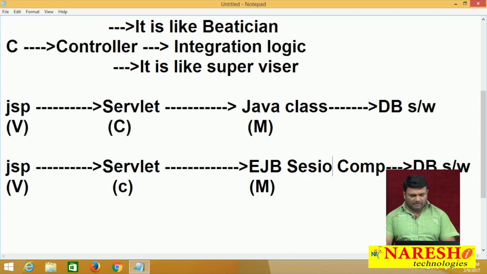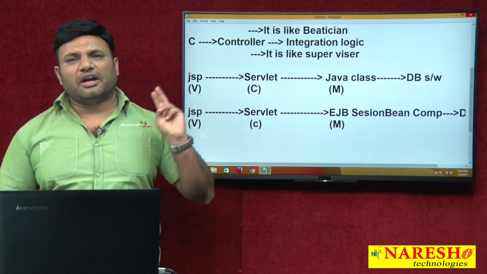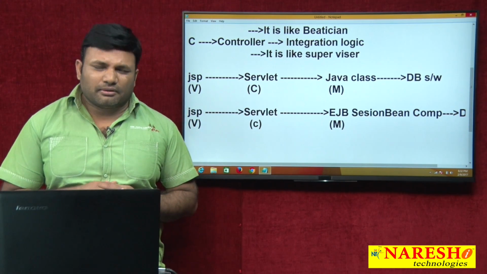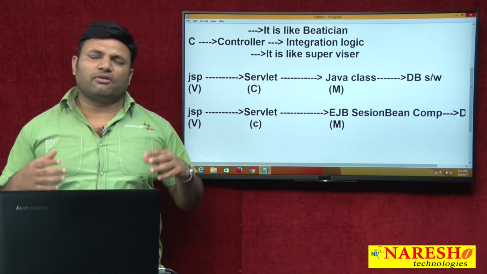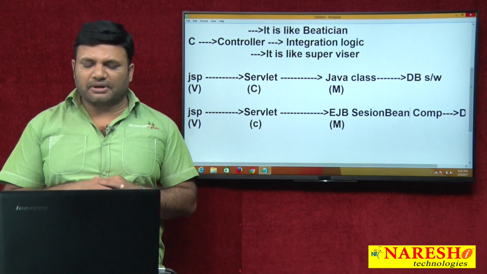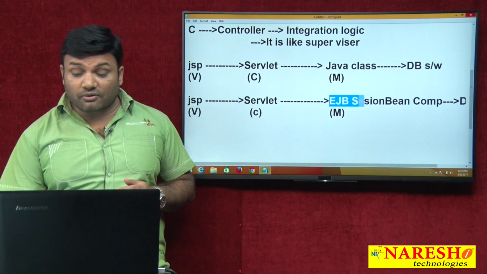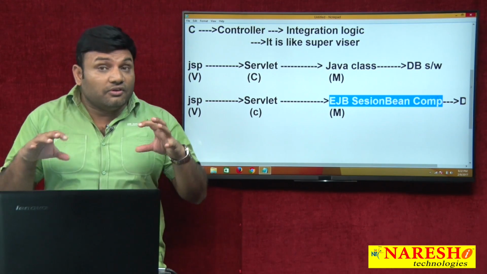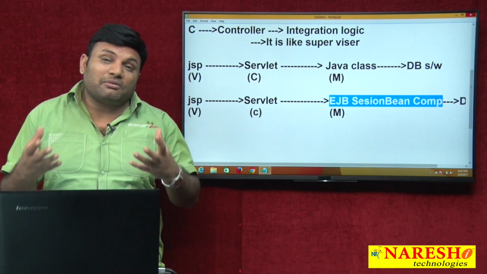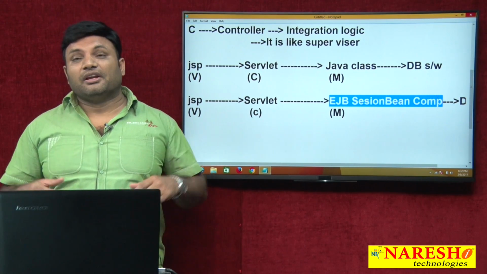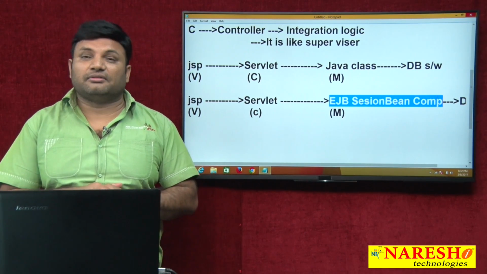So we know that EJB has three types of components. We have session bean components, entity bean components, and message driven bean components. They used to take the support of session bean. There they wrote both business logic and persistence logic. But what's the advantage? Yes, we can start working with middleware services. Not only can we write regular business and persistence logic, we can apply middleware services like security, logging, and transaction management. Especially transaction management is great.